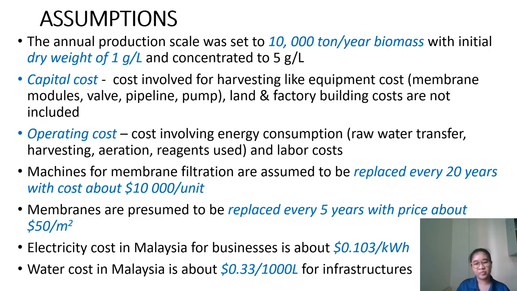The machines for membrane filtration are assumed to have a lifespan of 20 years with a cost of $10,000 per unit, while the membranes would have a lifespan of 5 years with a price of $50 per square meter of area. In Malaysia, electrical costs for businesses are about $0.103 per kilowatt hour, while water costs for infrastructure are 33 cents per 1,000 liters.